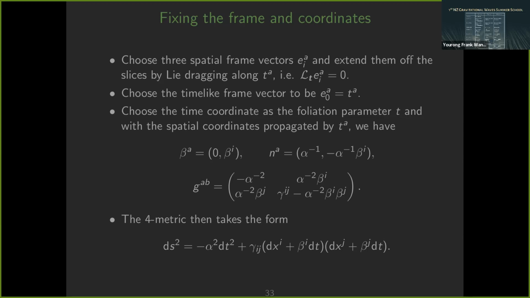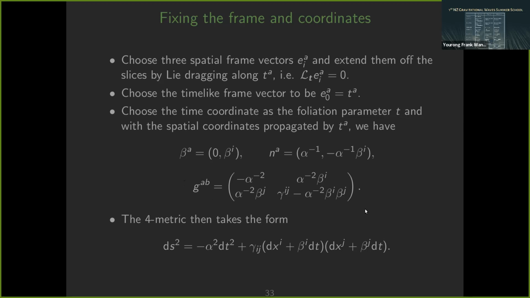orthonormal frame vectors. And within this, we can choose the time coordinate to be a parameter along t. Again, you can choose arbitrary spatial coordinates that are propagated by t, and we have the t as well. So we have all 4 coordinates, all 4 frame vectors.